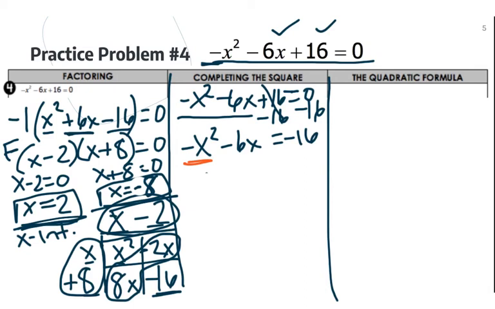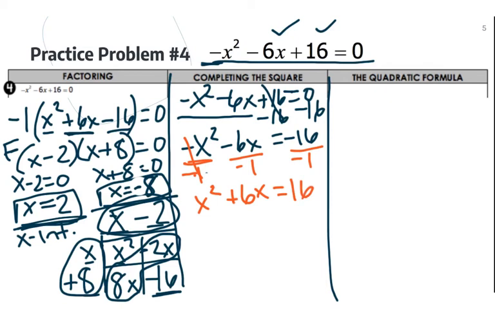So if there's any number other than 1 in front of x squared, I'm going to divide every term by that negative 1. So that cancels out, leaving me with x squared. Negative 6 divided by negative 1 gives me a positive 6x, and negative divided by negative gives me a positive 16.